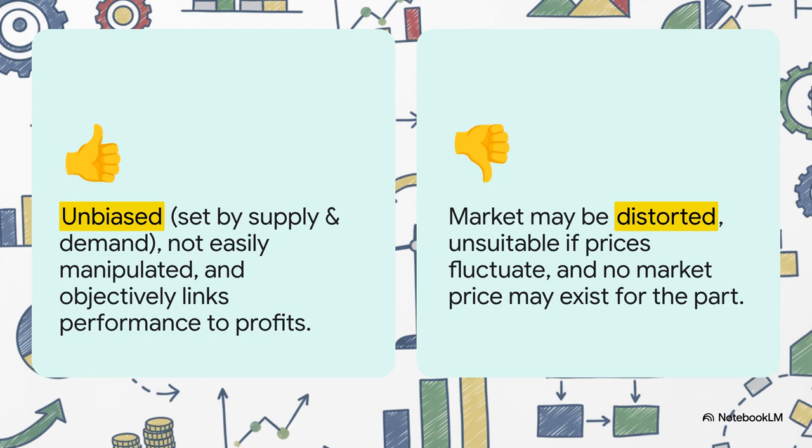So, on the plus side, what's great about the market price? Well, it's unbiased, right? It's set by supply and demand. It's objective. It's really hard for one manager to try and game the system. But, and this is a big but for getting full marks, you have to talk about the disadvantages. You have to argue about things like, what if the market is all wacky because of a distress sale? Or what if the prices are just jumping all over the place? And here's the real killer point you have to mention. What do you do if there's no external market for your part at all?